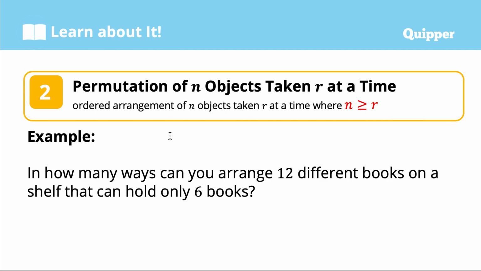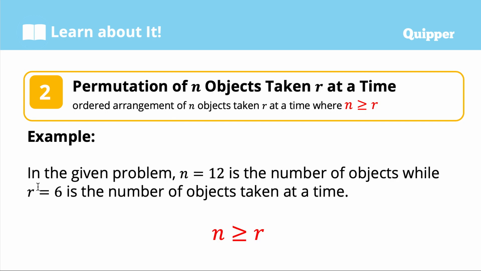Now let's learn the permutation of n objects taken r at a time. It is an ordered arrangement of n objects taken r at a time where n is greater than or equal to r. For example, in how many ways can you arrange 12 different books on a shelf that can hold only 6 books? In this problem, you are to identify what is n and what is r.